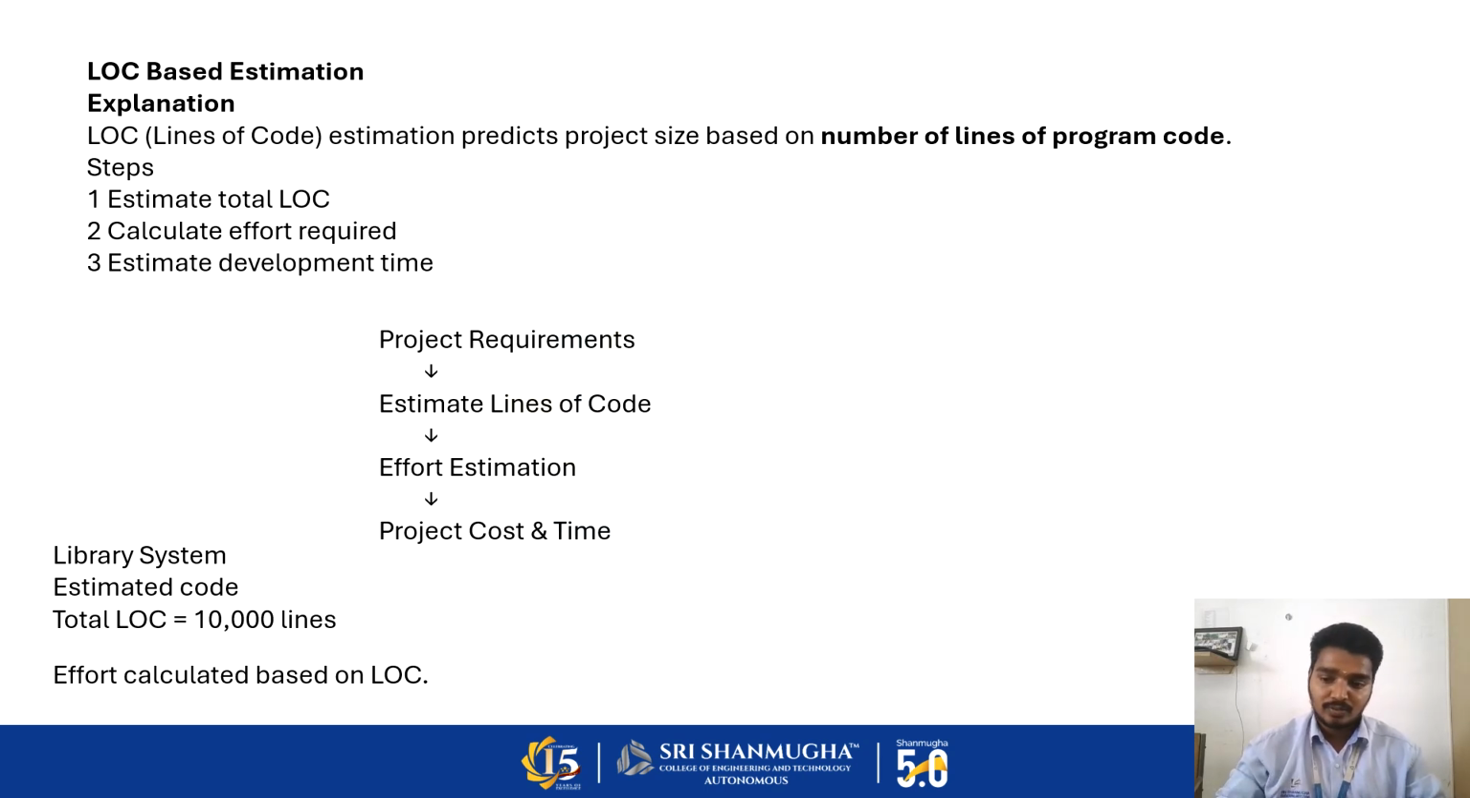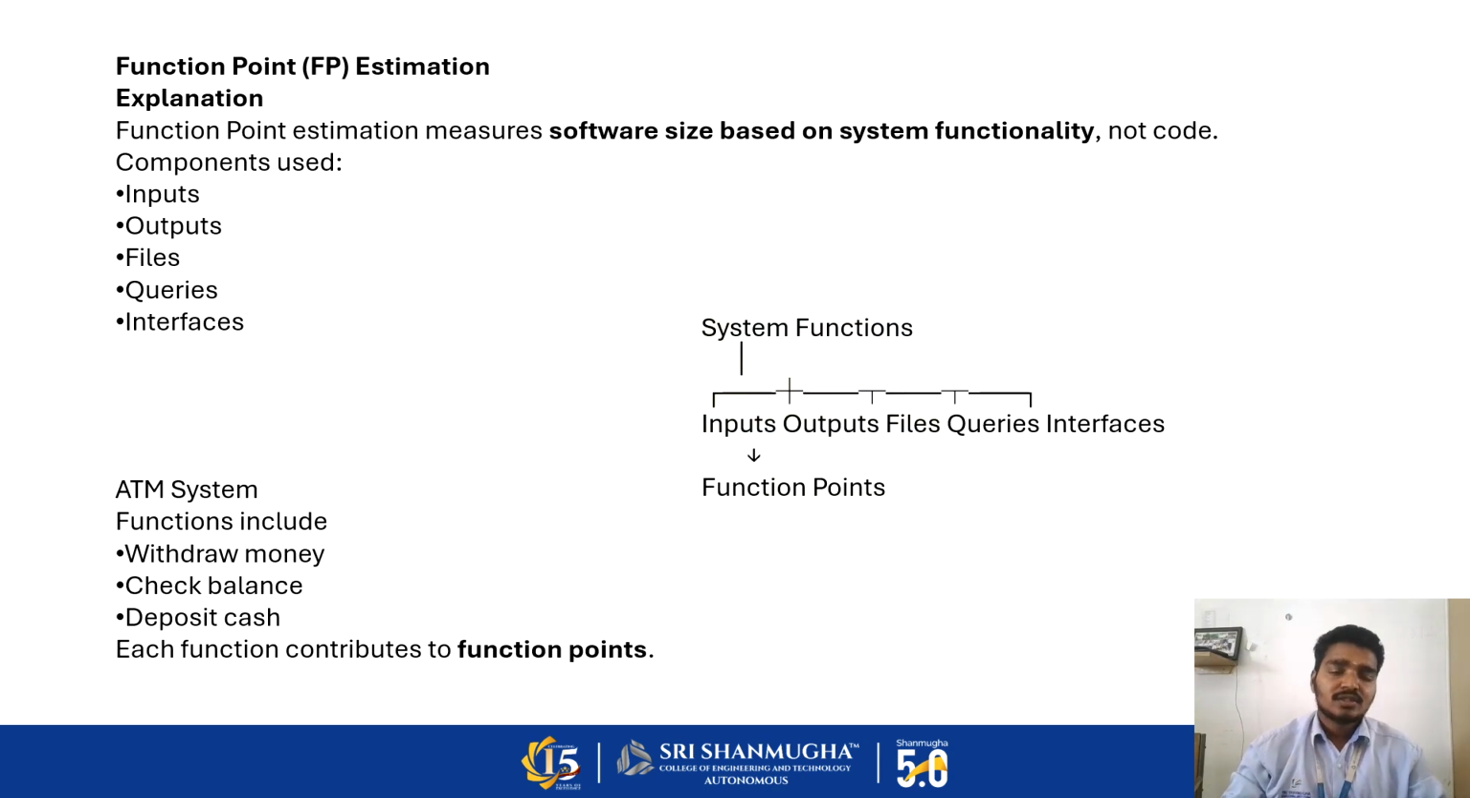So lines of coding due to the efforts. So next, function point estimation explanation. So what is function point? It measures the software size based on system functionality. It's not code. It only checks the behavior and output of the functions. So it considers the inputs, outputs, files, queries, and the interfaces.